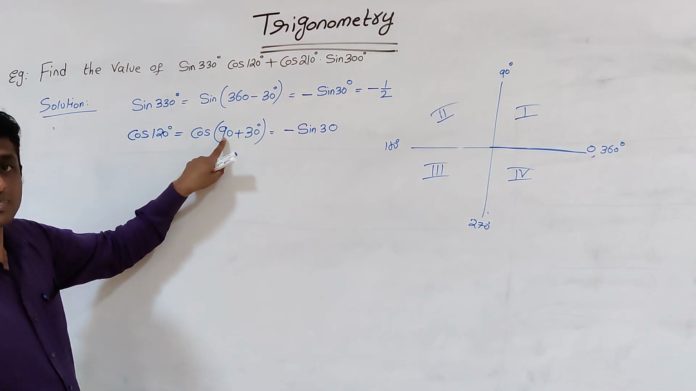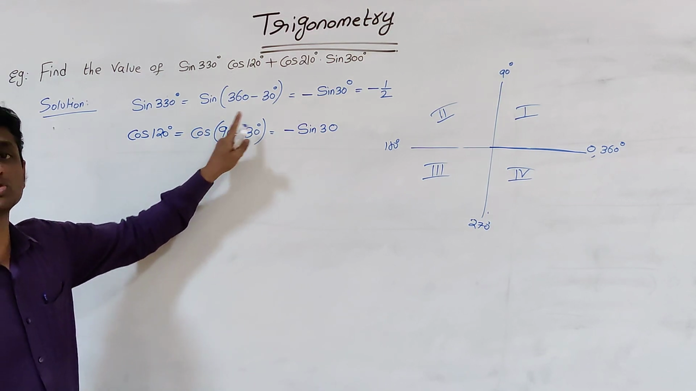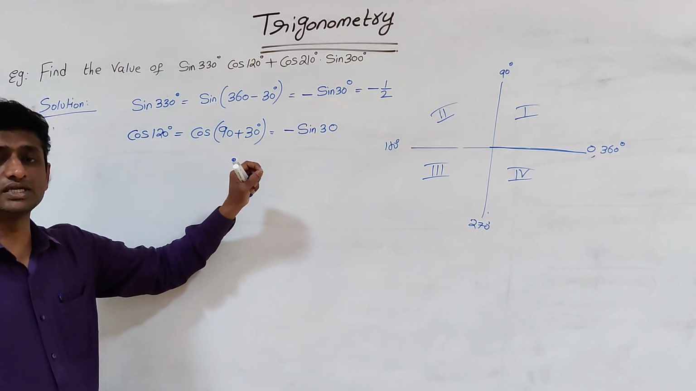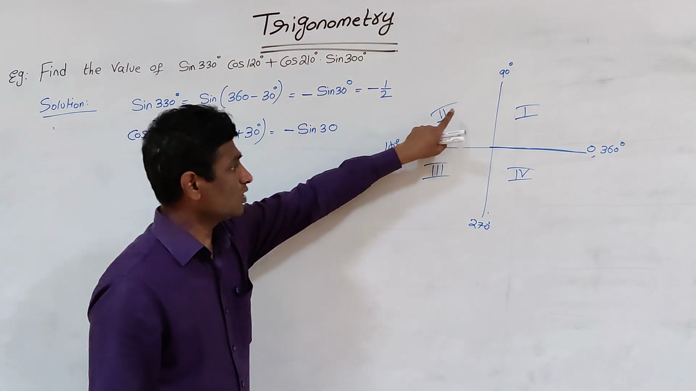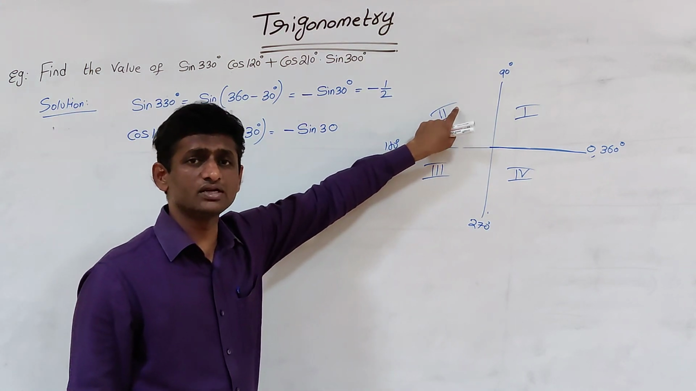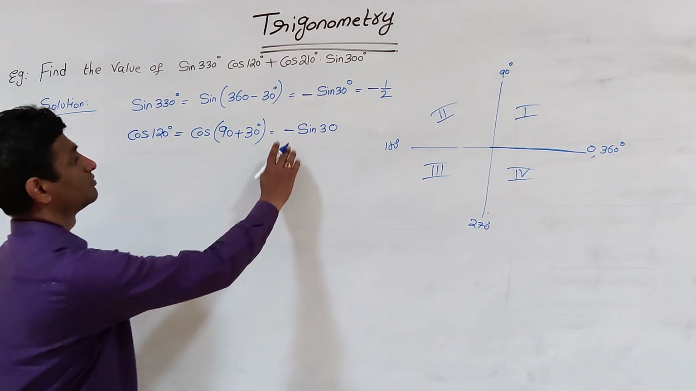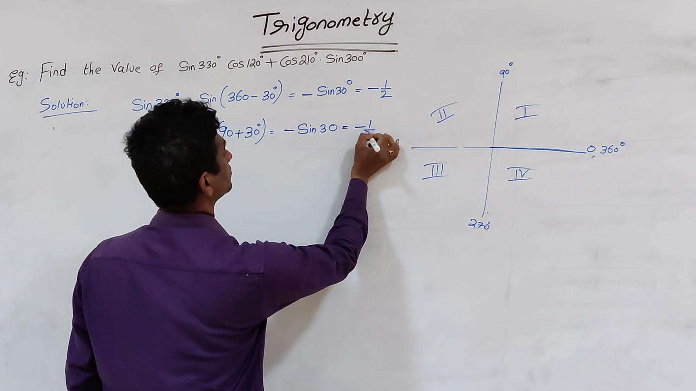So cos 120 will be cos of 90 plus 30. As it is an odd multiple of 90, the trigonometric ratio changes, that is cos to sine. So sine 30, but is it plus sine 30 or minus sine 30? As 120 degrees lies in the second quadrant, cos will have a negative sign. So minus sine 30. Again its value is minus 1 by 2.